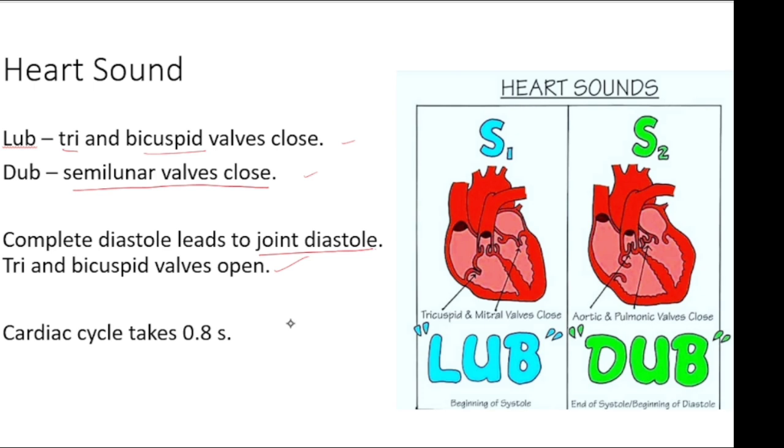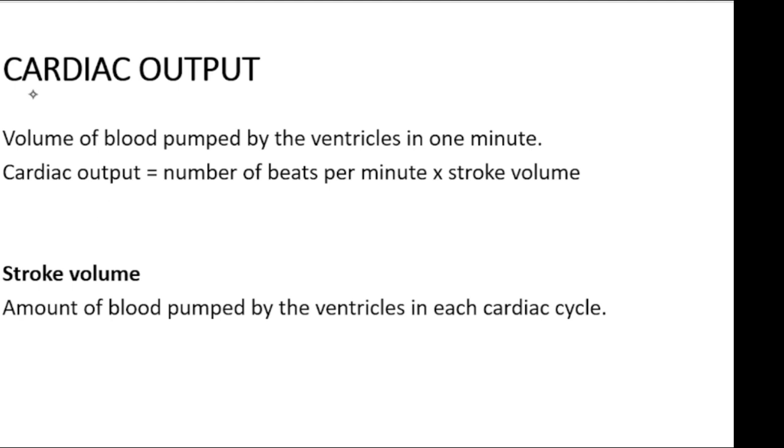Now we have to understand two more important concepts. One is cardiac output. What is cardiac output? The volume of blood pumped by each ventricle per minute is called a cardiac output. It is determined by multiplying the heart rate with the volume of the blood ejected by each ventricle during each beat. So, the amount of blood ejected by the ventricle each beat is called stroke volume.